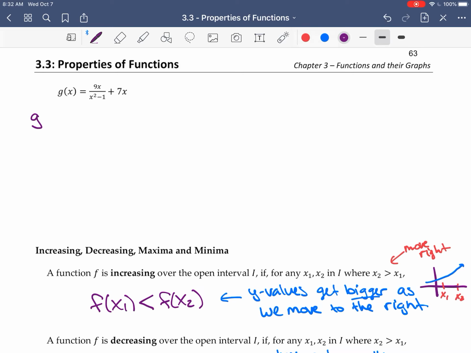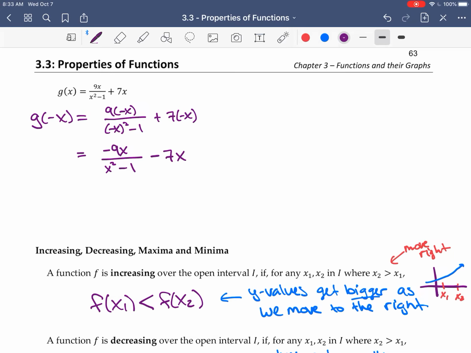So what I'm going to do is look at g of negative x. I plug in negative x everywhere I see an x. So it's 9 times negative x over negative x squared minus 1 plus 7 times negative x. Now if I just simplify, 9 times negative x is negative 9x. Negative x squared is just positive x squared. And then 7 times negative x is going to be negative 7x, so we can write this as minus 7x.